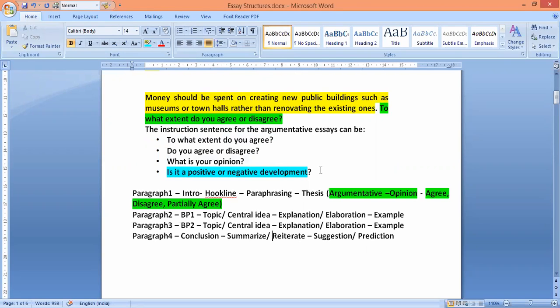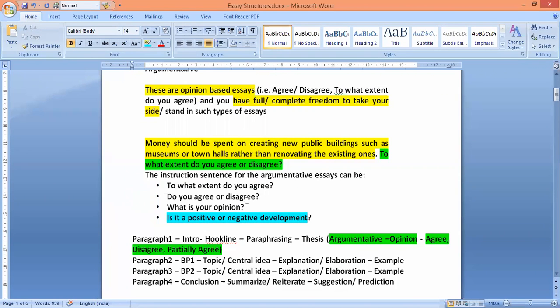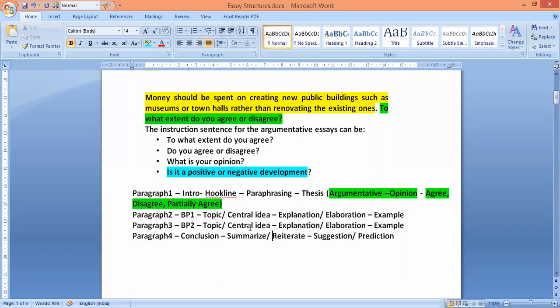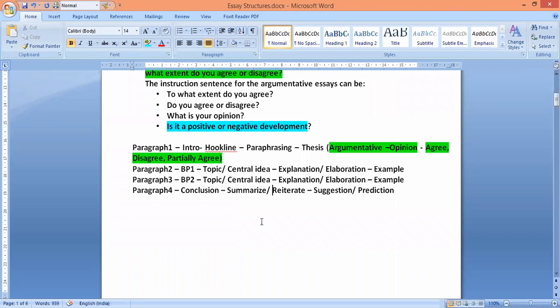Please ask me questions so that I can understand that you are getting everything. There's not too much confusion. Let me make it simple. Whenever there is an opinion based essay where you have complete freedom to take your stand, you have to give your opinion in the introduction. And then accordingly, you have to follow the structure of your essay. So you need to give opinion, and we need to stick with the opinion. Yeah, that's the key point.